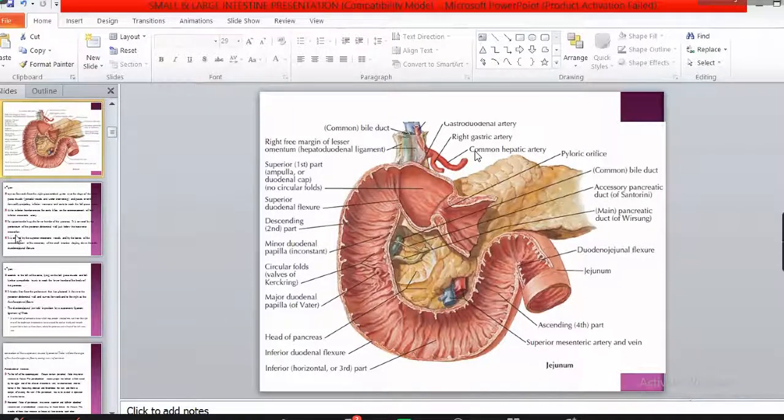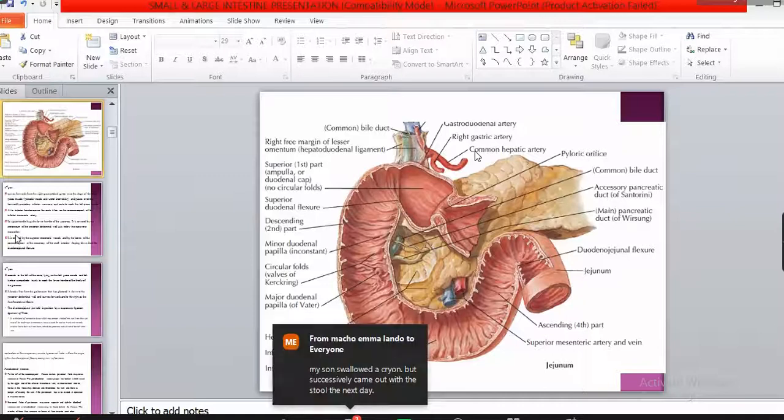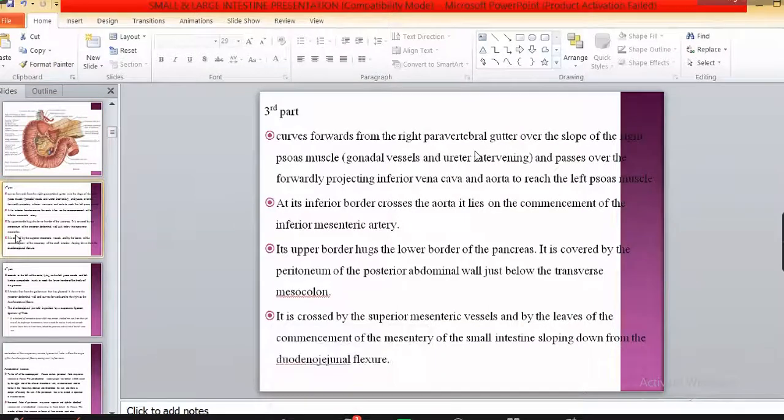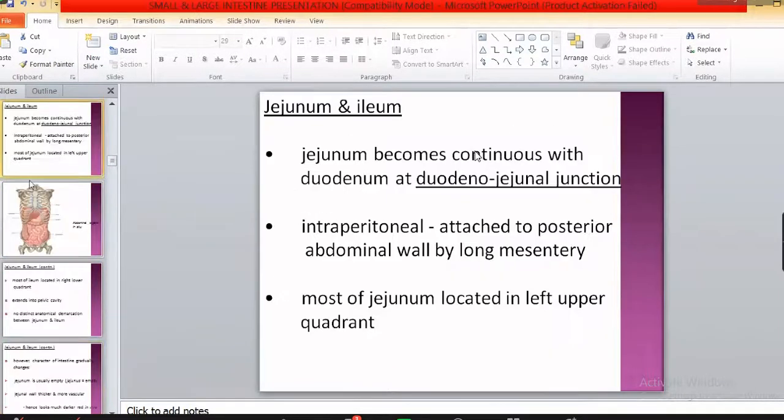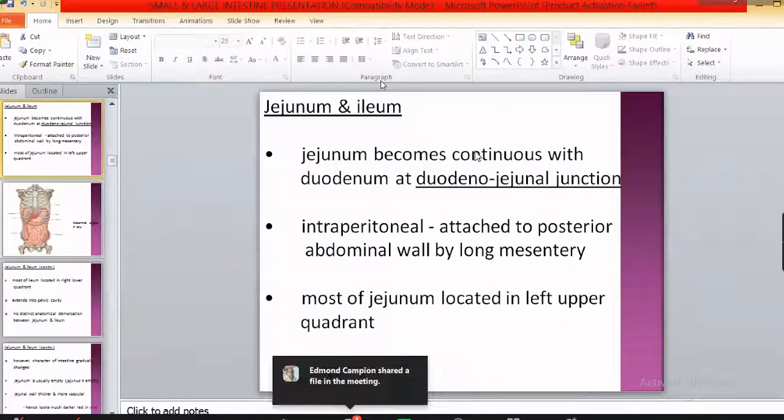So for those who like swallowing objects, be careful.